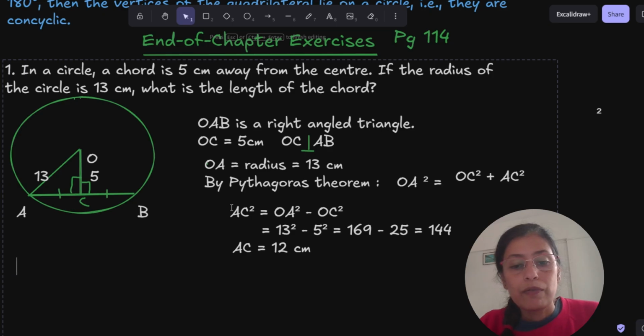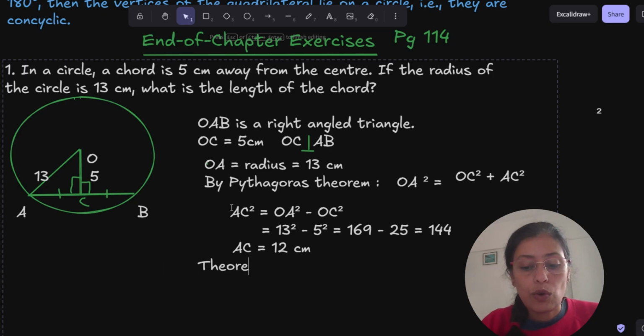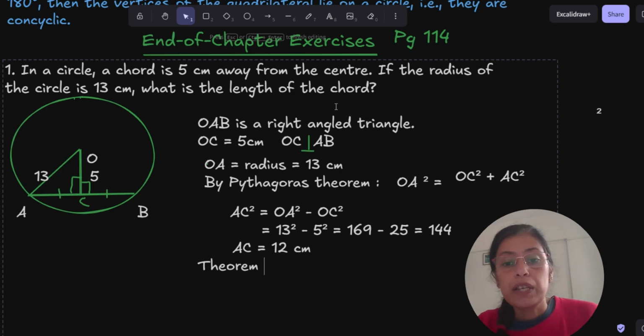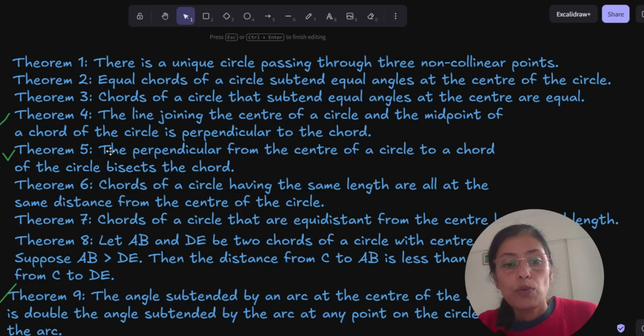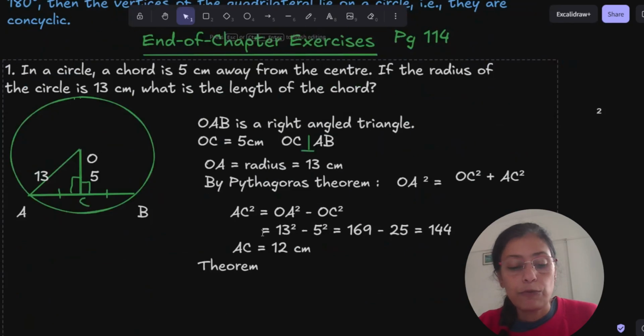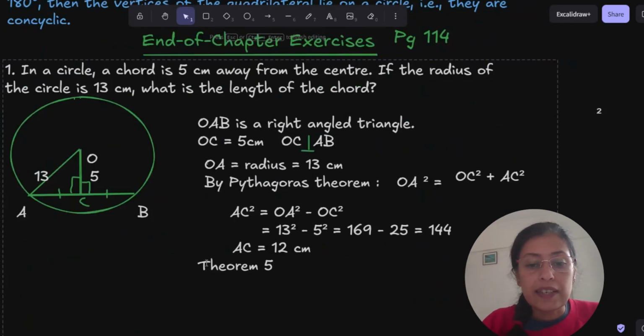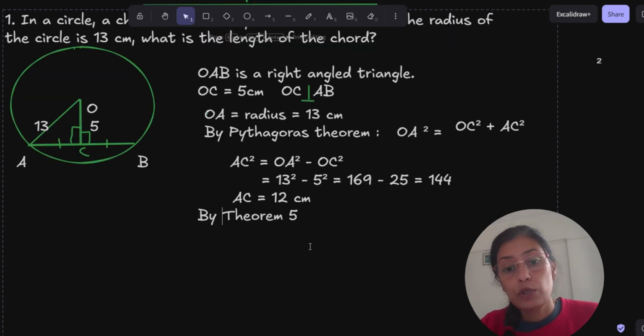Now, what is the theorem which we had utilized? I won't write the complete theorem, I'll just point out the theorem. Perpendicular from the center of a circle to a chord of the circle bisects the chord. So this is the theorem 5 that we are utilizing. By theorem 5, you need to write the full theorem when you are writing in the exam.